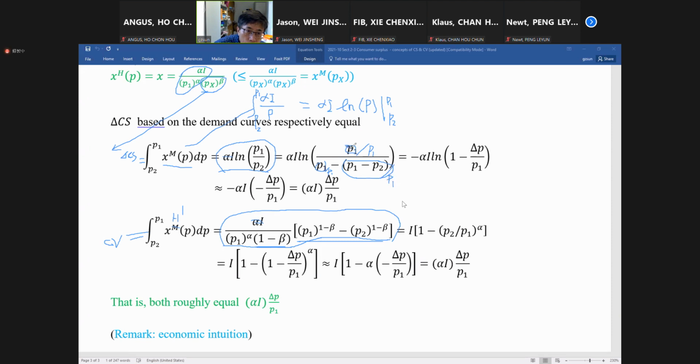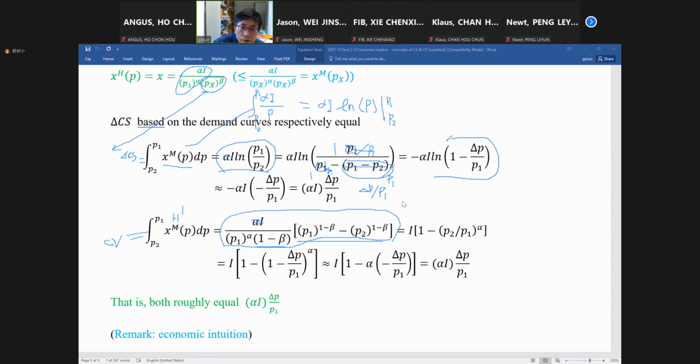This part becomes 1. This part becomes 1. This part becomes delta P. Delta P is the change in price over P1. But here the numerator is 1, the denominator is 1 minus this one. Then we should focus on this part, and clearly we get a minus alpha I times this number.